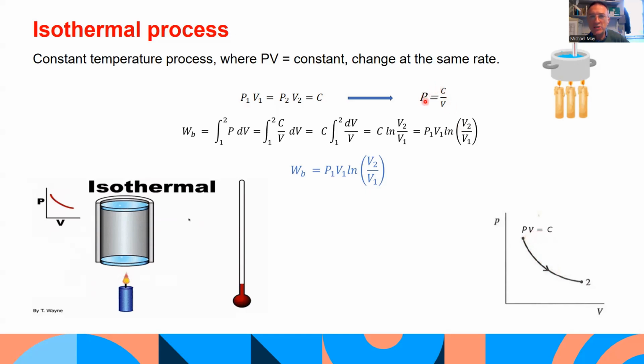We can rearrange that expression to get P on its own. P equals C over V. And in our boundary work equation, we replace P with C over V. We take C out of the integral because it's a constant. And we integrate 1 over V dV between states 1 and 2. And we get C ln V2 over V1. And then we replace C in terms of V1 and P1. And that's our boundary work equation there.